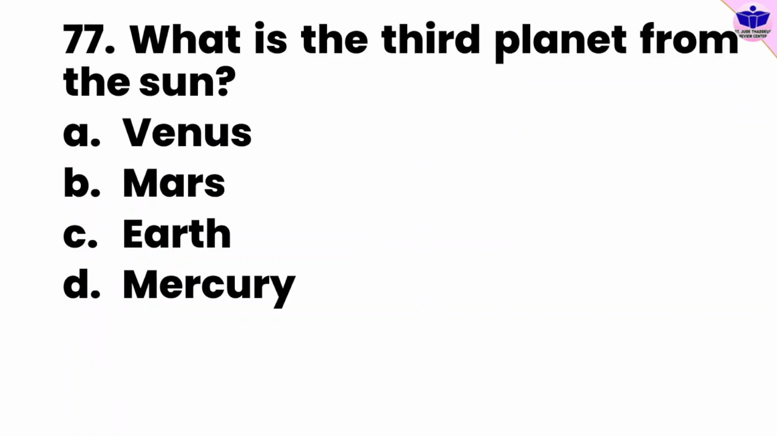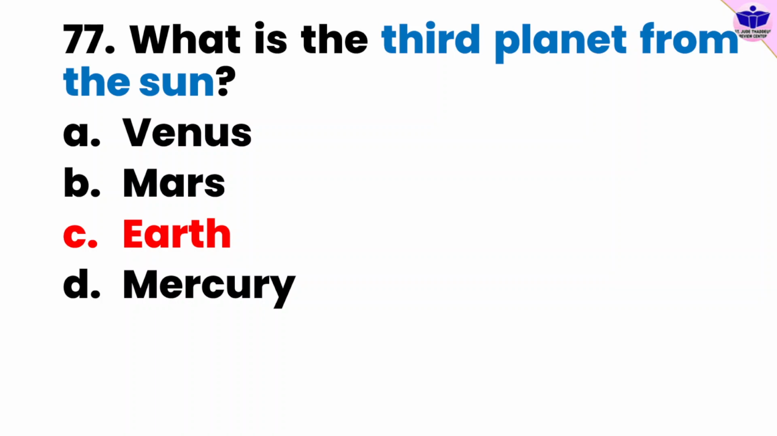Number 77. What's the third planet from the Sun? A. Venus, B. Mars, C. Earth, or D. Mercury? The third planet from the Sun is? Yes, correct. It is our home planet, the Earth. From the Sun, the first planet is, of course, Mercury. And after that, Venus. And our home planet, the third rock from the Sun, is the Earth.